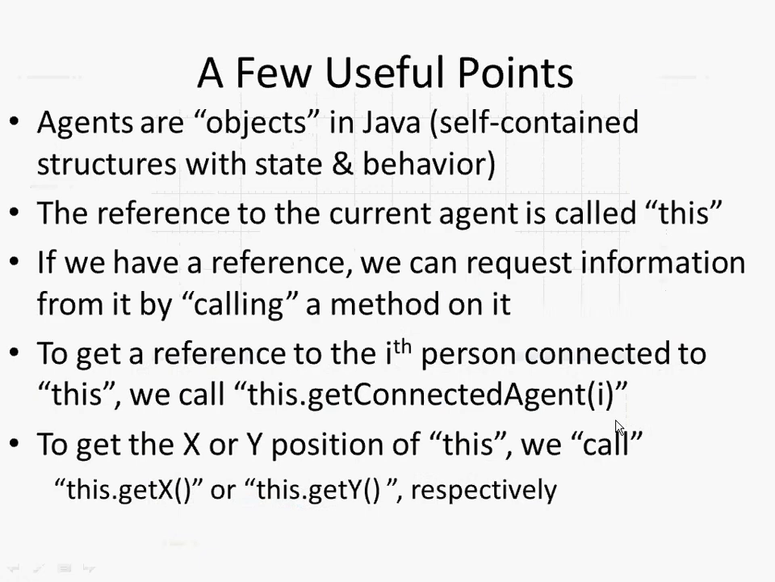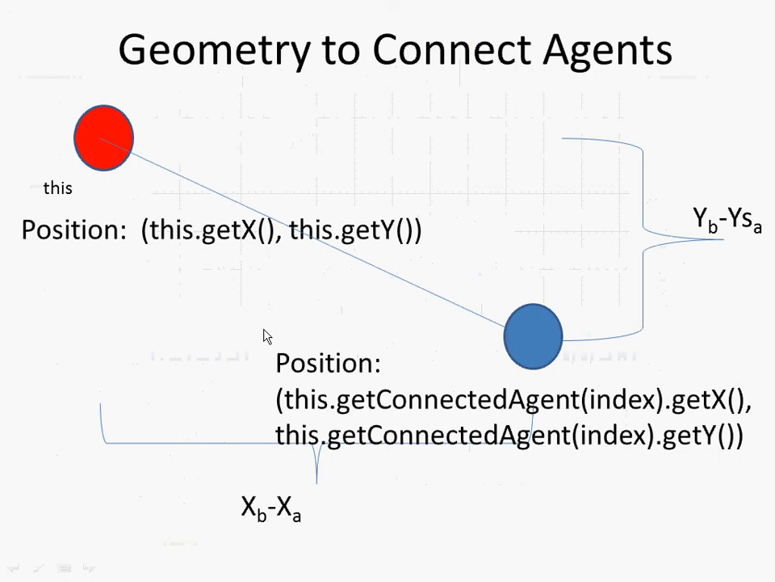Actually, I think I have it. Here we go. So folks, this is my location: this.getX(), this.getY(). That's my location. This is its location: this.getConnected(index). If this line is called index, it's either 0, 1, or 2, so I have 3 connected agents. The location of this guy is at this.getConnectedAgent(index).getX(), and similarly getY(). Does that make sense, folks?